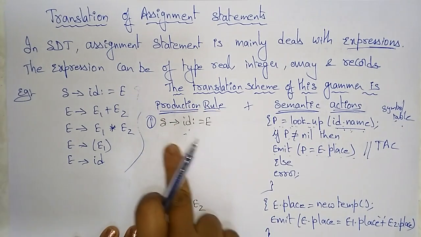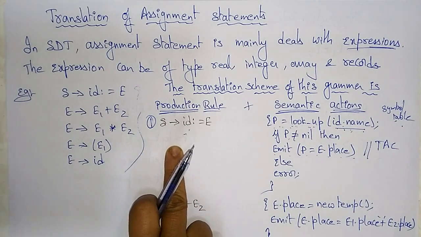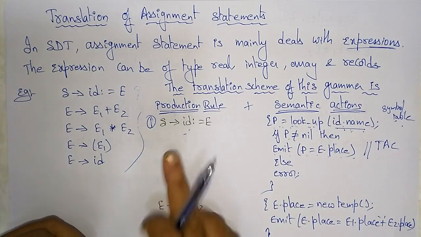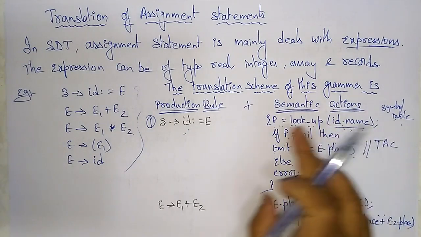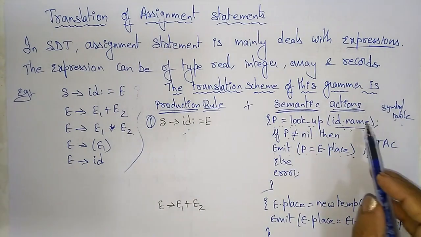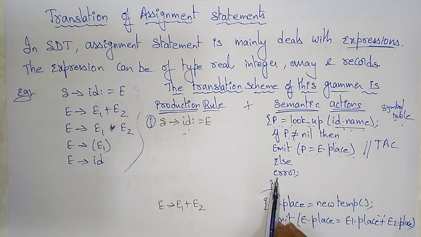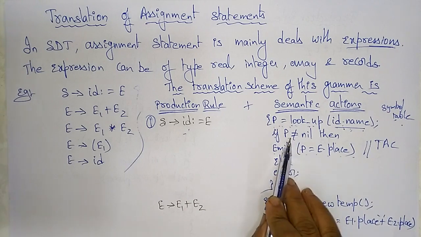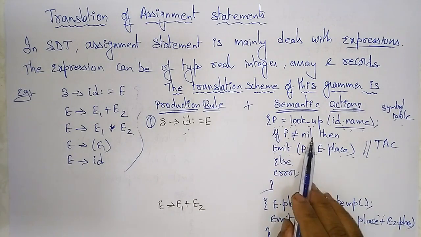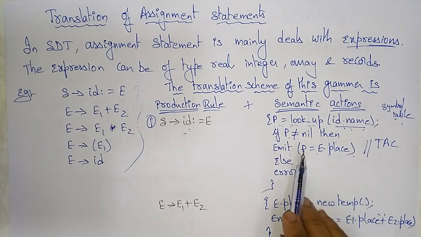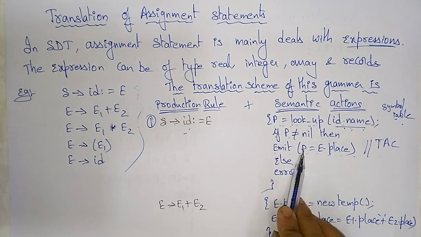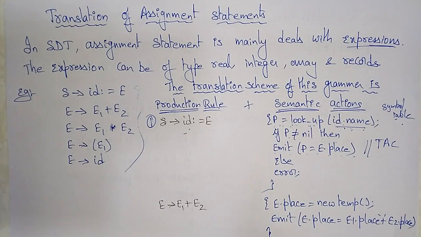Whenever this production rule occurs while parsing for the reduction, it has to be checked whether id dot name is present in the symbol table. That value should be assigned to P. If it is not present, it displays an error. If it is present, meaning a value is there, then you generate a three address code and that is placed on the P value.